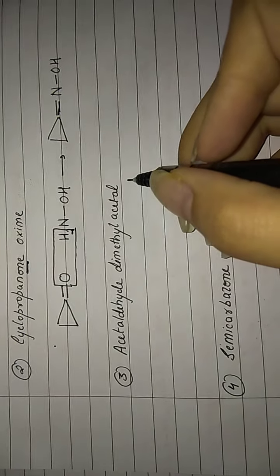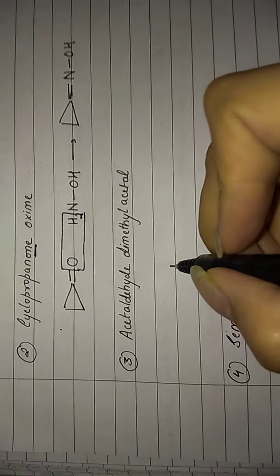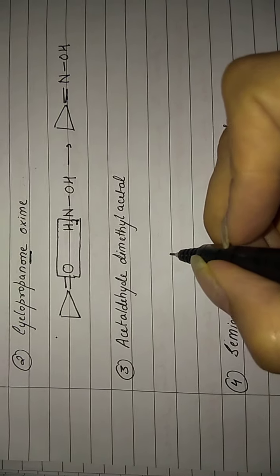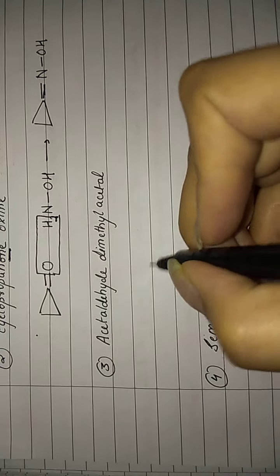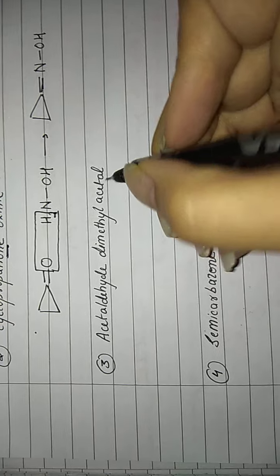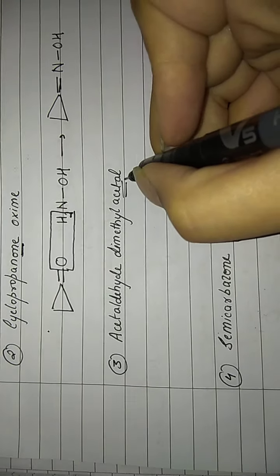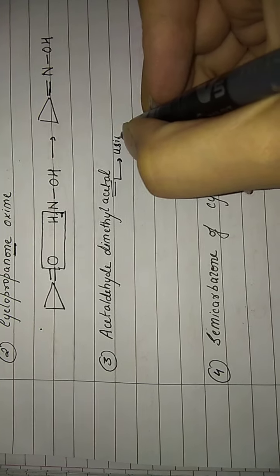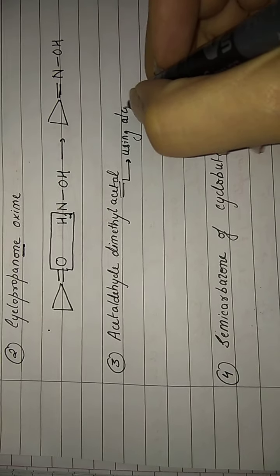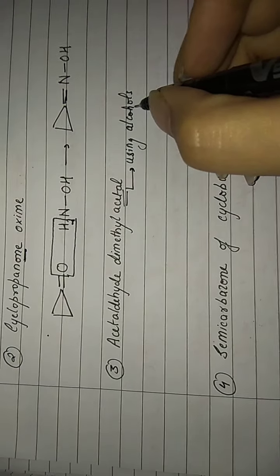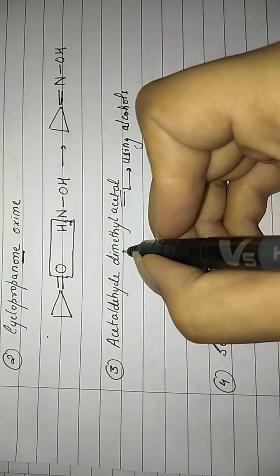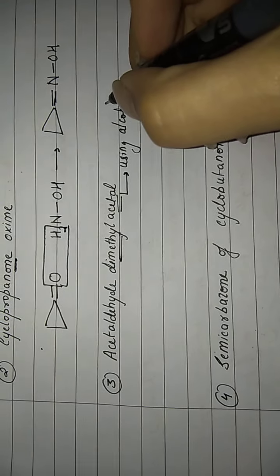Moving to the next part, acetaldehyde dimethyl acetal. Now this third part is not a part of ammonia derivatives. It is a part of nucleophilic addition reactions. You will find it under that heading. Now how do you form acetals? Always remember that acetals are formed using alcohols. Now which alcohol will you use? You decide that from here. Methyl group, that means you're going to use methanol.